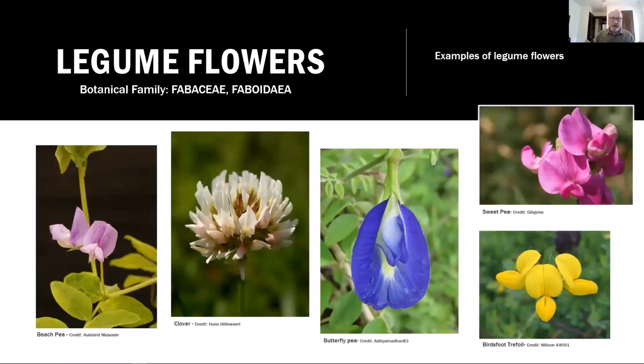So here are a bunch of examples of flowers in the pea family. They'll look very different, but they also have a very similar structure, which after a while you get used to, and you go, oh, that's a legume flower. Okay, and if you see the clover, you might say that looks different, but that's a head of small flowers. And so you look at the individual flowers and you see, oh yeah, that's the same sort of structure. Okay, next slide.